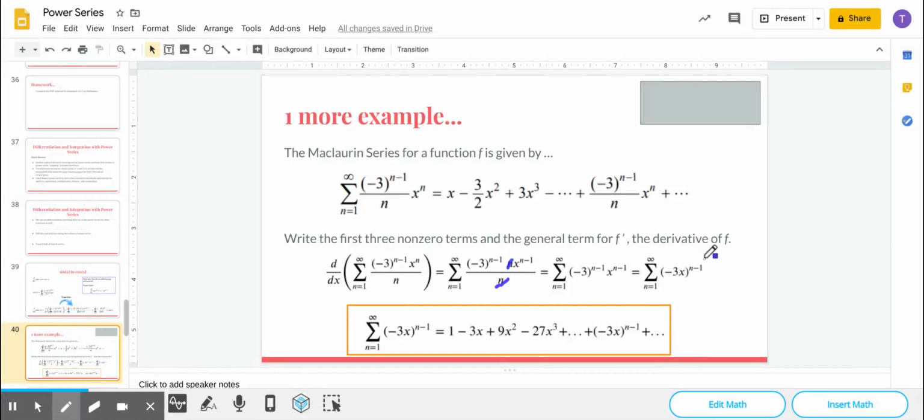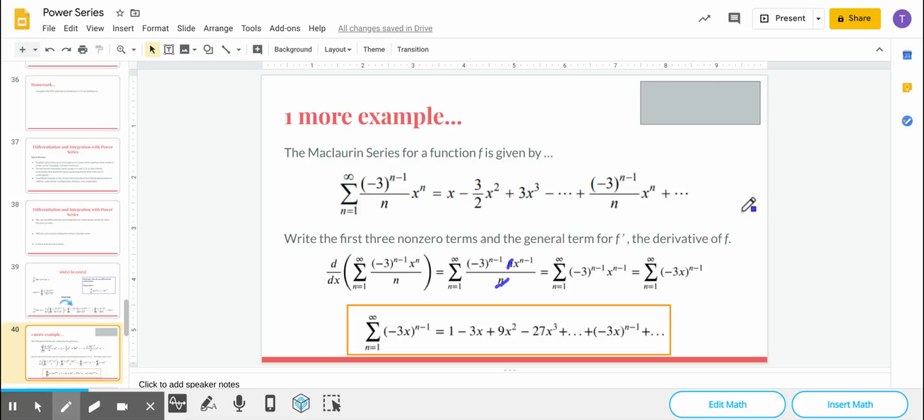And at this point, you can do one of two things. So I left this down here as the answer because the question does ask us for the first three non-zero terms and the general term. So you can do this in one of two ways. You can find the general term, which we just did, and then literally just plug in n equals 1, n equals 2, n equals 3, and see what the first three terms are, right? You can just write them out.